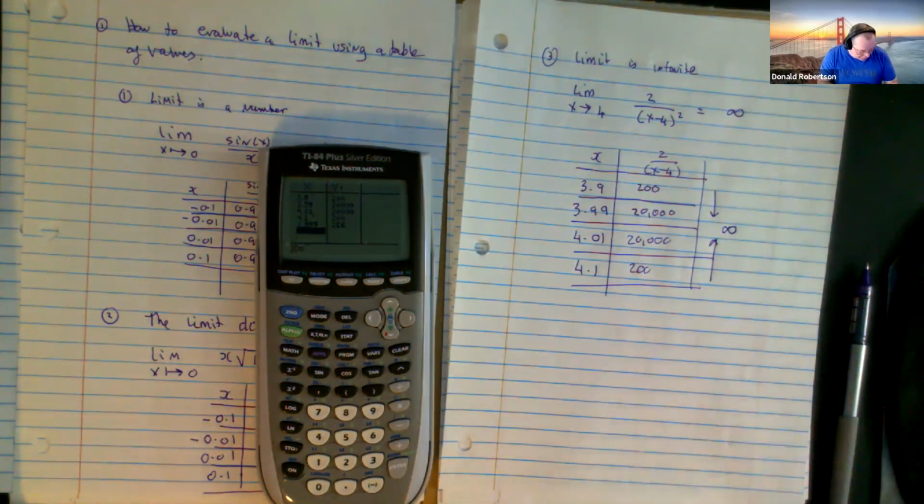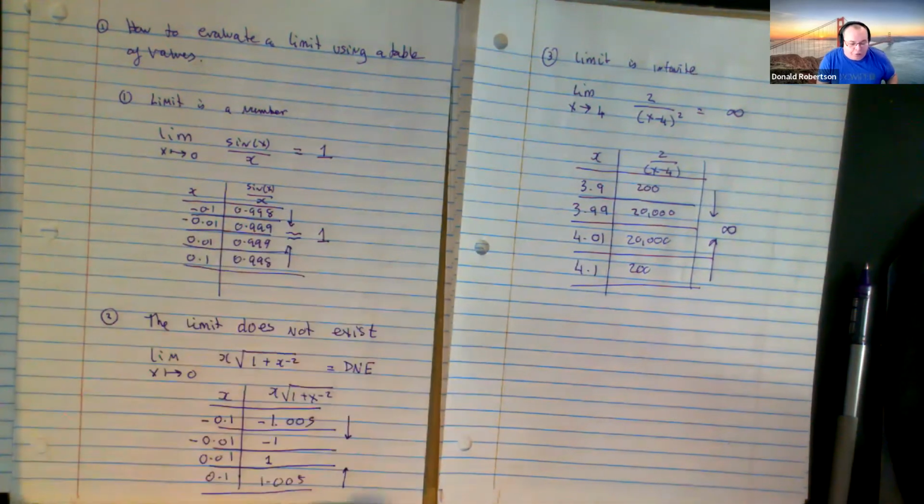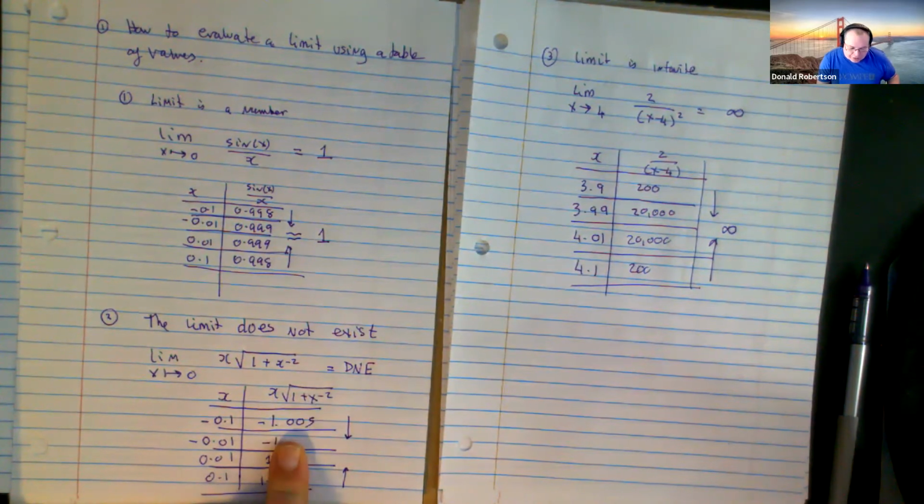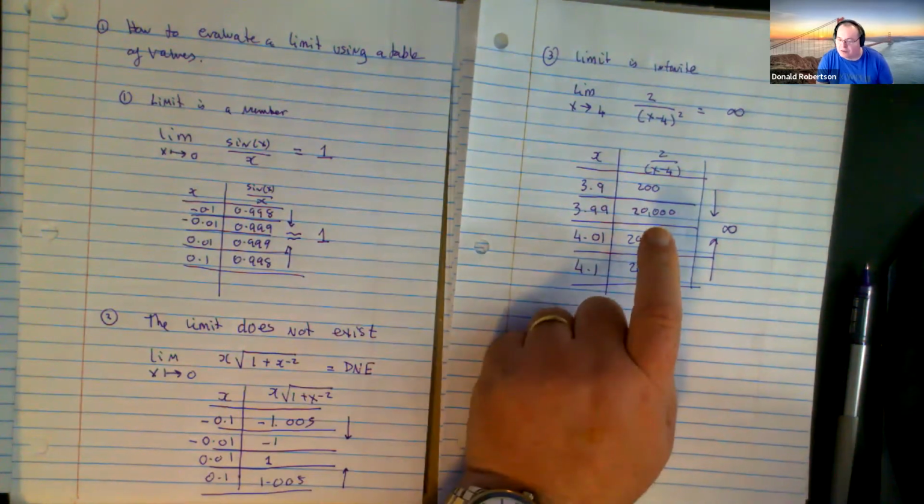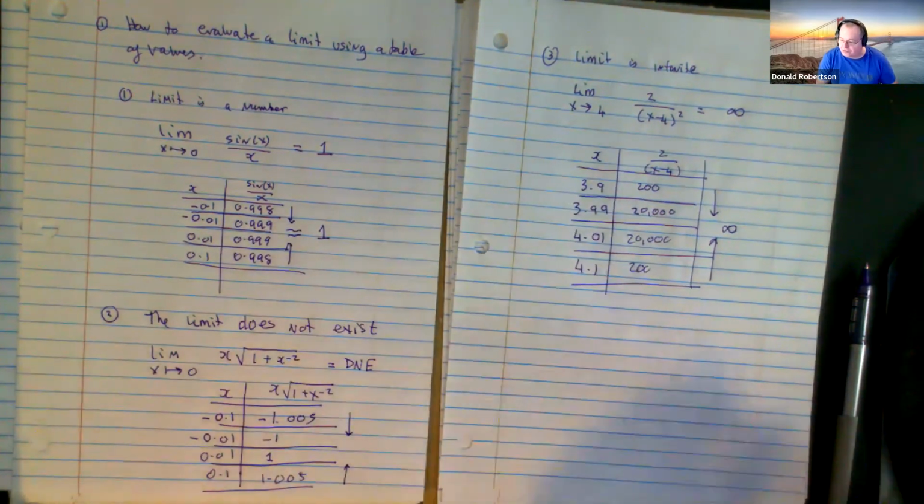So you could have a limit that's a number, you could have a limit that doesn't exist, or you could have a limit that's infinity, right? And these are all done essentially the same way, right?